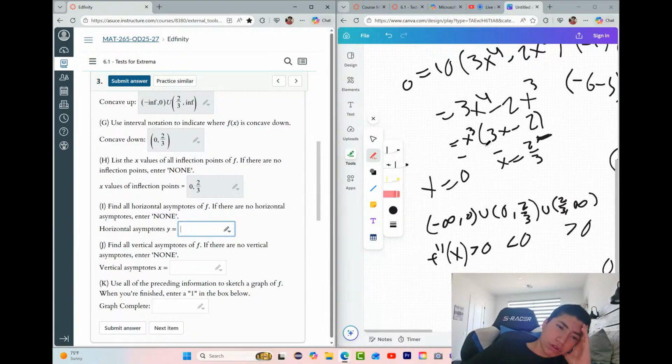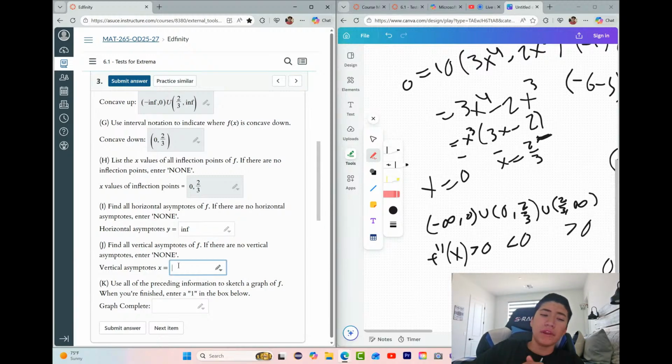How do we check horizontal asymptote again? As x tends to infinity, y tends to infinity, right? Yeah. And then as y tends to infinity, yeah, none, because I don't think we have any undefined point.